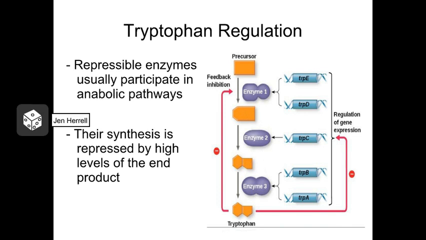Because of the presence of feedback inhibition, repressible enzymes and pathways, such as the tryptophan pathway, are usually associated with anabolic processes. In other words, because you're building a product at the end, that product can help turn off the pathway when enough of this end product has been made.